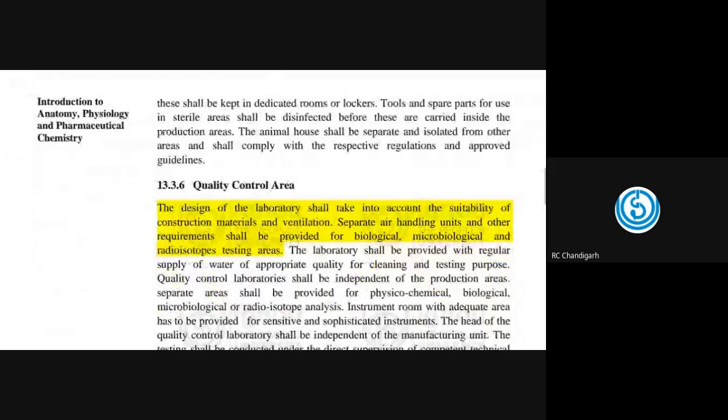Quality control area, which is very important. The design of the laboratory shall take into account the suitability of construction materials and ventilation. Separate air handling units and other requirements shall be provided for biological, microbiological, and radioisotopes testing area. The laboratory shall be provided with regular supply of water of appropriate quality for cleaning and testing purposes.